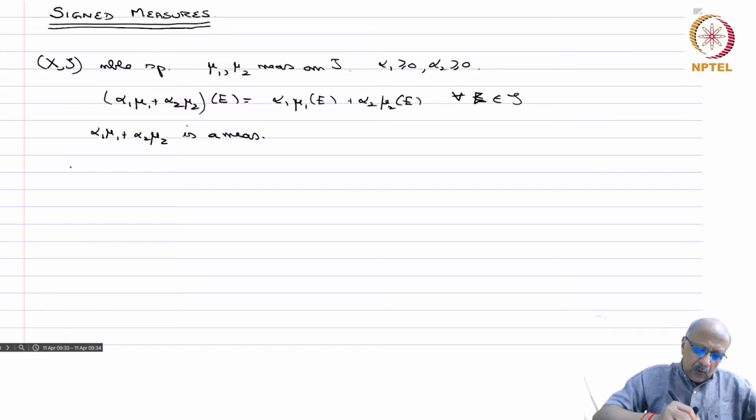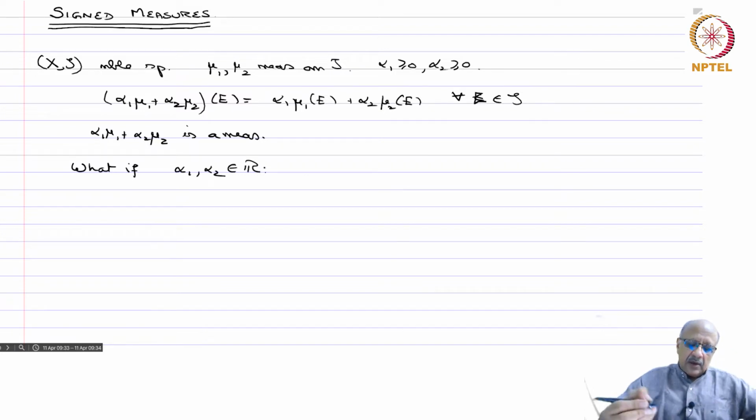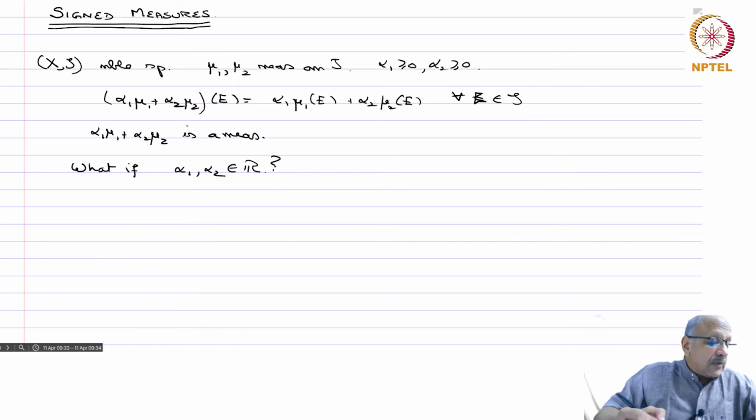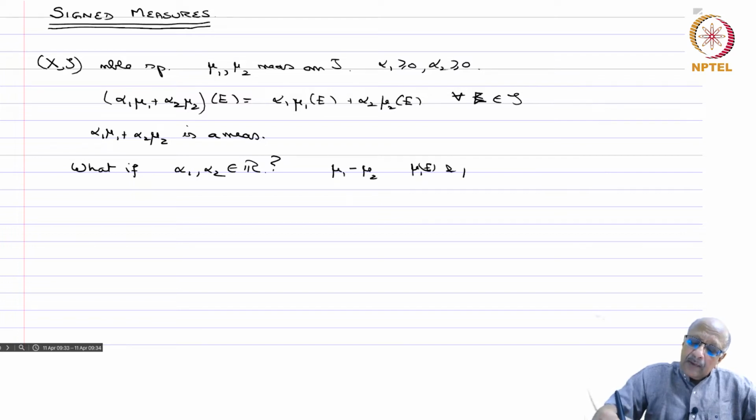Okay, so now what if alpha 1, alpha 2 belong to R? That means they are not just non-negative numbers. Now, for instance, if you have mu1 minus mu2, then the difficulty is if both mu1 of E and mu2 of E are infinite, then mu1 minus mu2 of E is not meaningful.